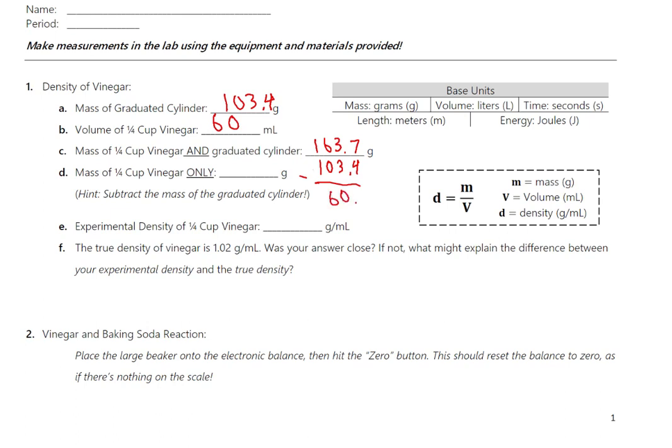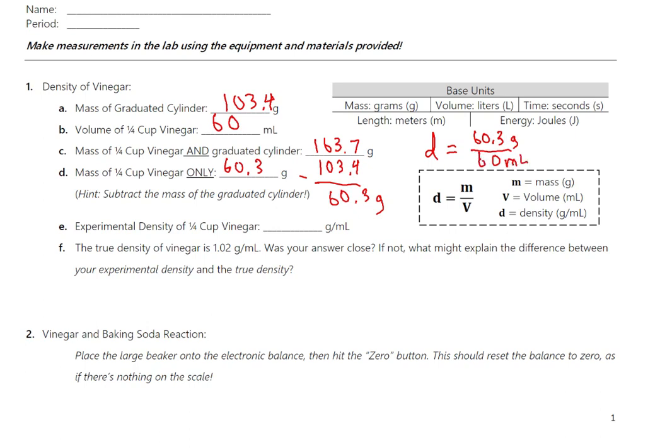So 60.3 grams. All right. And the density is taking the mass divided by the volume. So in our case, with this example, the mass was 60.3 grams divided by our volume, which was 60 milliliters.